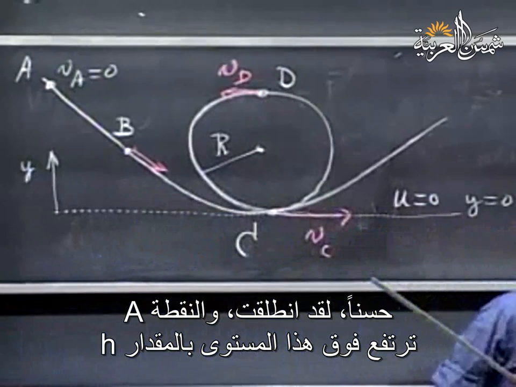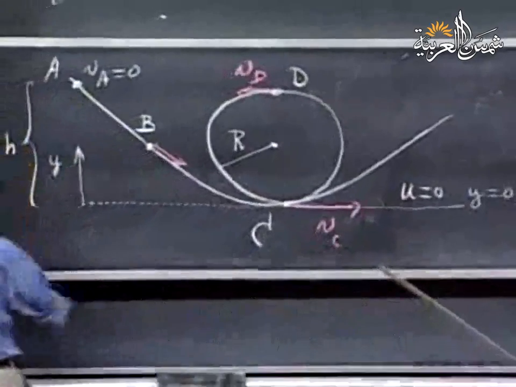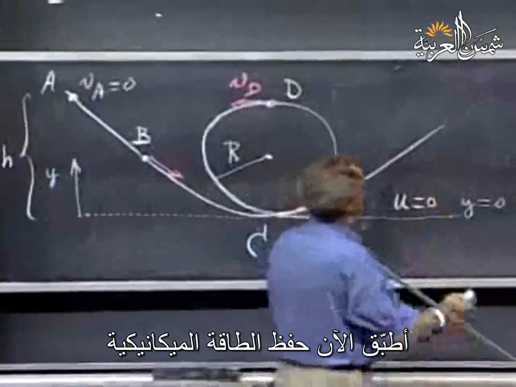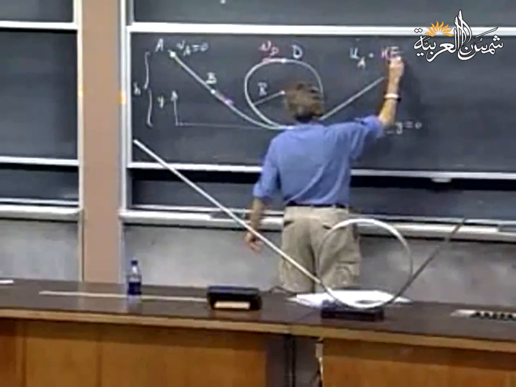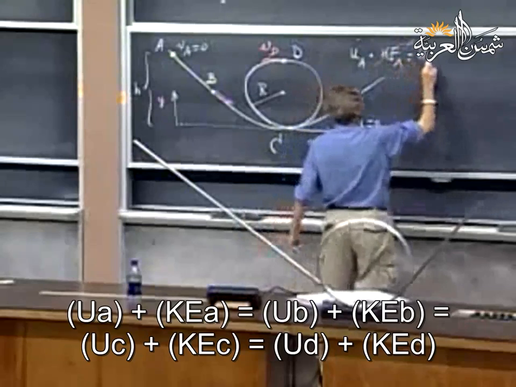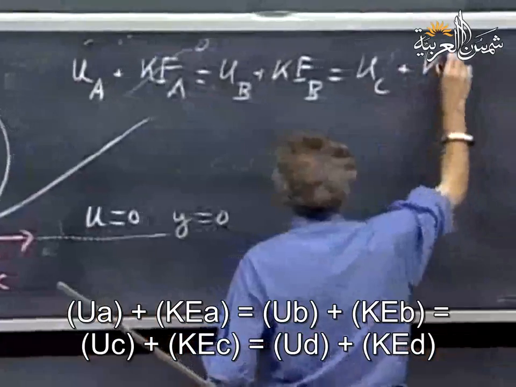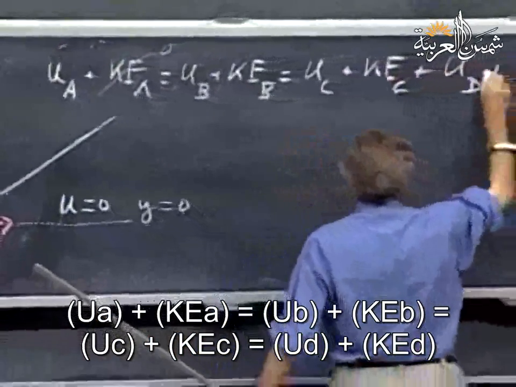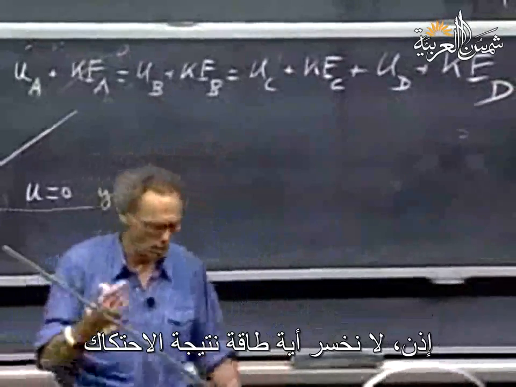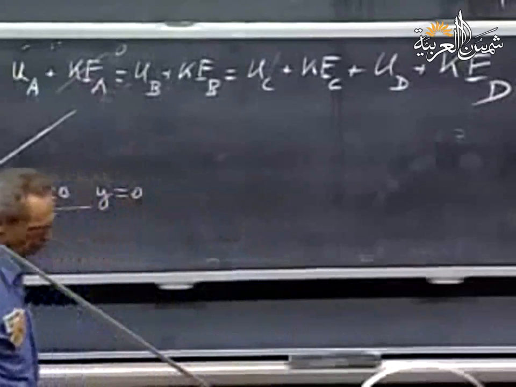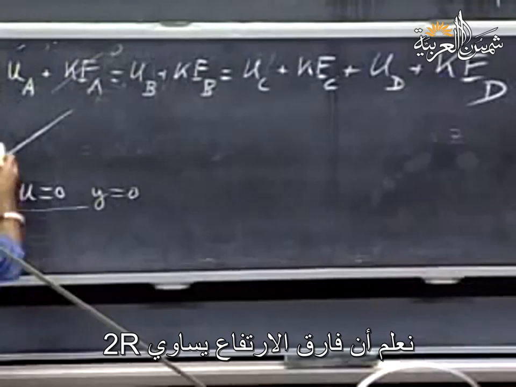Okay, I start off, point A is at a distance h above this level, and so I apply now the conservation of mechanical energy. So I know that U at A plus the kinetic energy at A, which is 0, must be U at B plus kinetic energy at B, must be U at C plus kinetic energy at C, must be U at D plus kinetic energy at D, if there is no friction, if there are no other forces, only gravity. So no energy is lost in terms of friction. We know that this height difference is 2r.